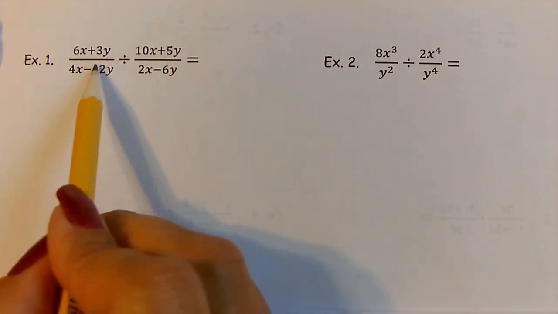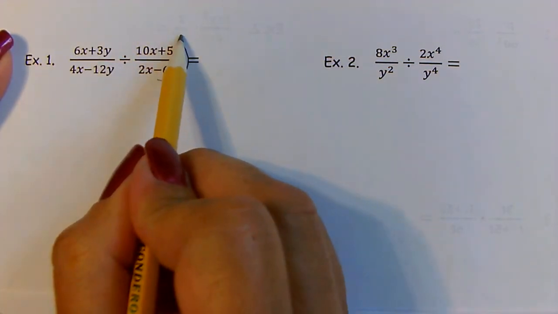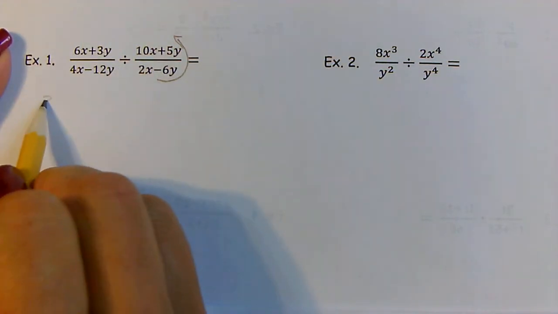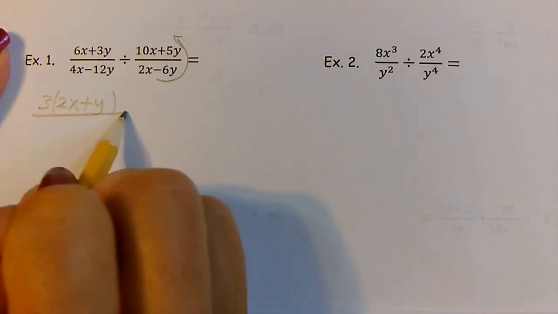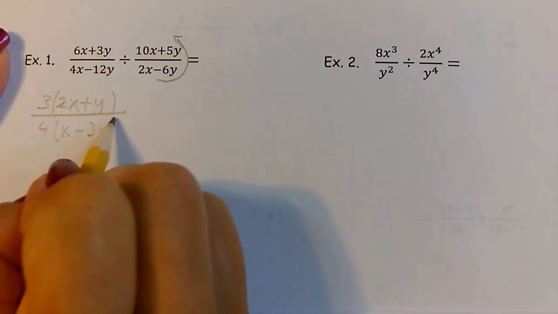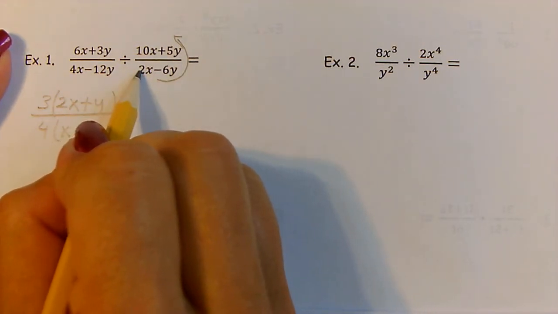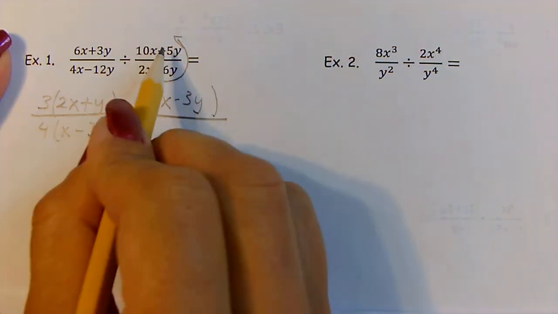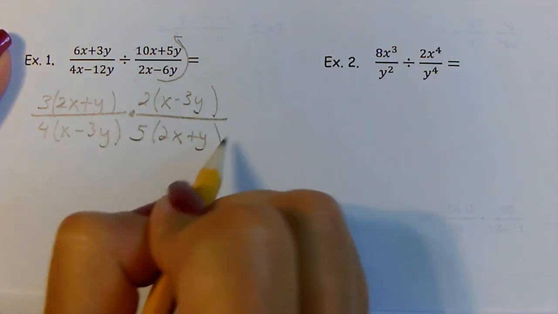So we have to remember to factor completely first. So in this step, I'm going to rewrite into multiplication and factor. So this numerator has a common factor of 3. 3 times 2x plus y. This denominator will be 4. 4 times x minus 3y. Times, I'm going to take the reciprocal of the second one, so the numerator will become 2x minus 3y. And common factor of 5 here, so I have 2x plus y.